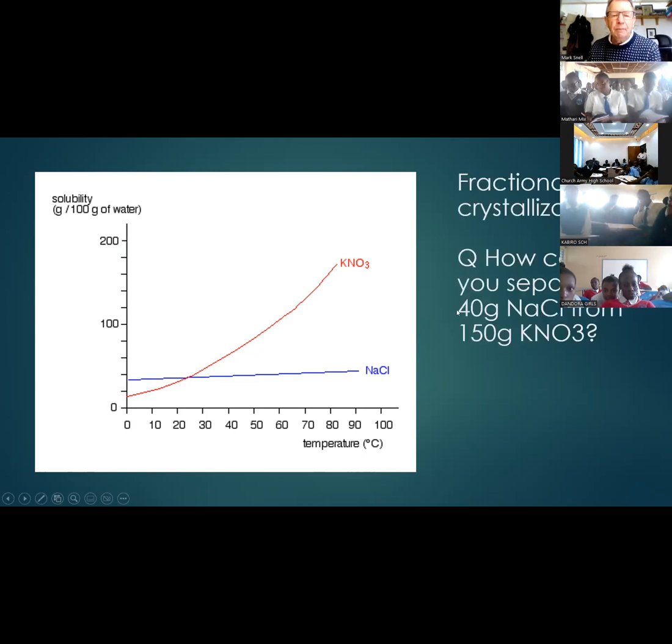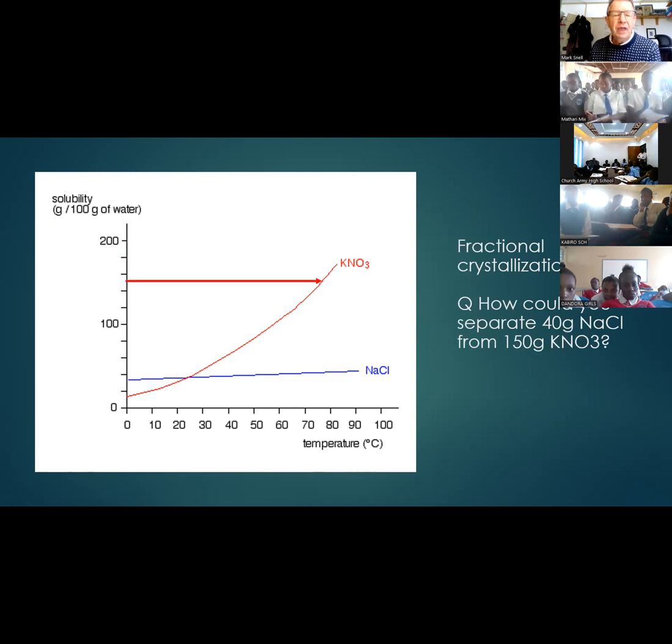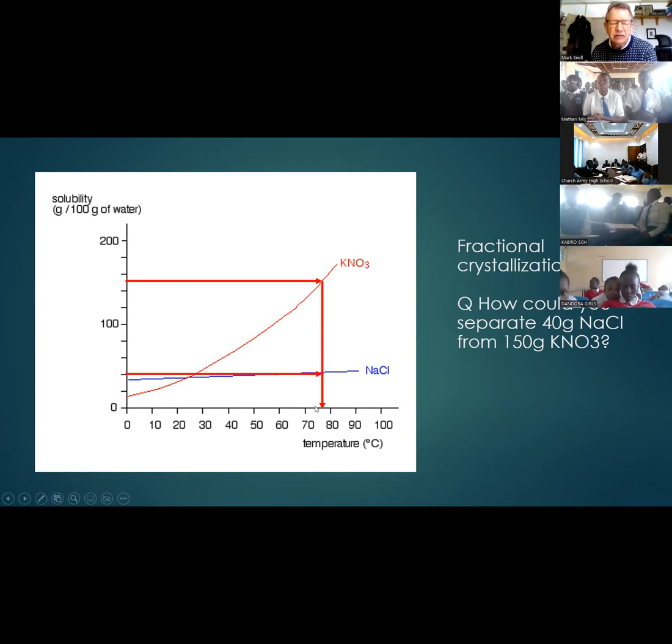We go, okay, let's have a look at this graph. Here is 150 grams of potassium nitrate. So I've got 150 grams there in 100 grams of water. And I find that that dissolves at about 77 degrees Celsius. If I look at sodium chloride, 40 grams, it's about the same sort of temperature. In other words, at about 76, 77 degrees Celsius, if I have 100 grams of water, I could dissolve 150 grams of potassium nitrate, but only 40 of sodium chloride.